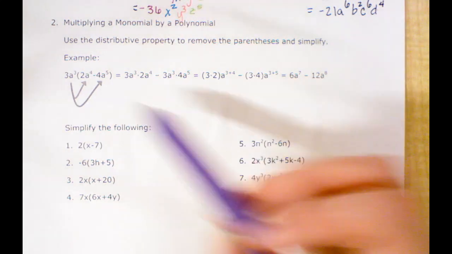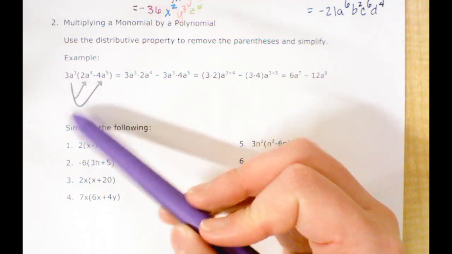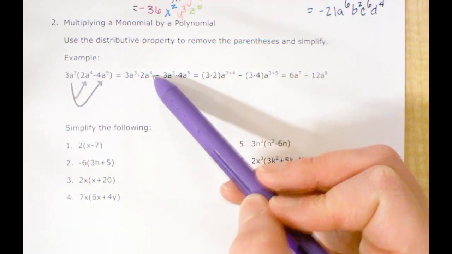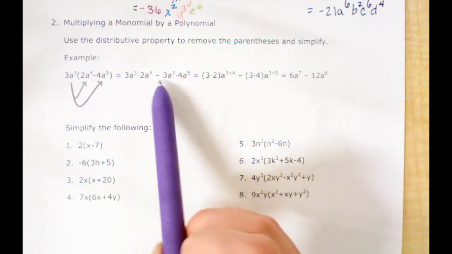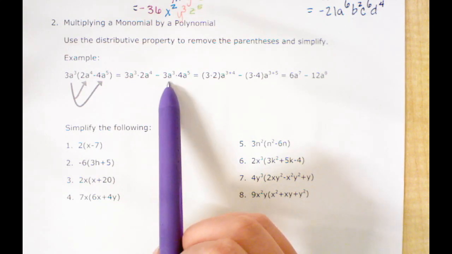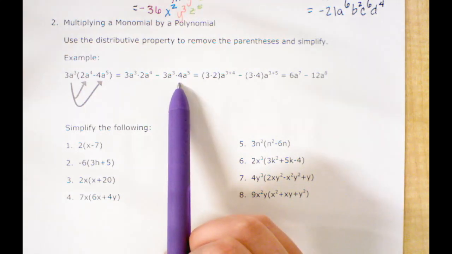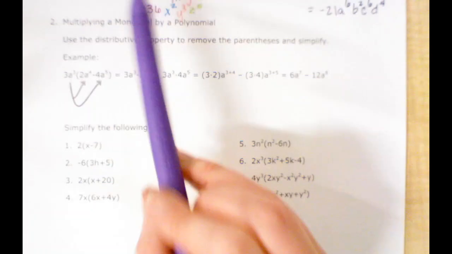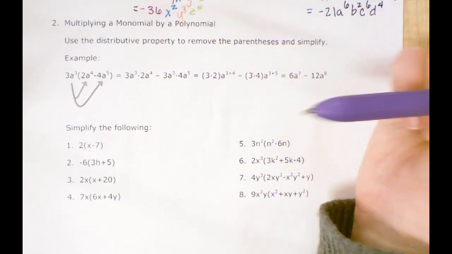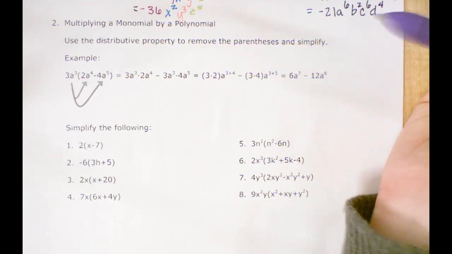Okay, so they're already showing you the arrows here, so I'm not going to redraw them. So we took the 3a cubed and multiplied it by 2a to the 4th. We kept the same sign here, okay? And then we put the 3a cubed times the 4a to the 5th. And then you're just going to do like we did up at the top, right? So 3 times 2 and 3 plus 4 for the exponent on the a, okay?